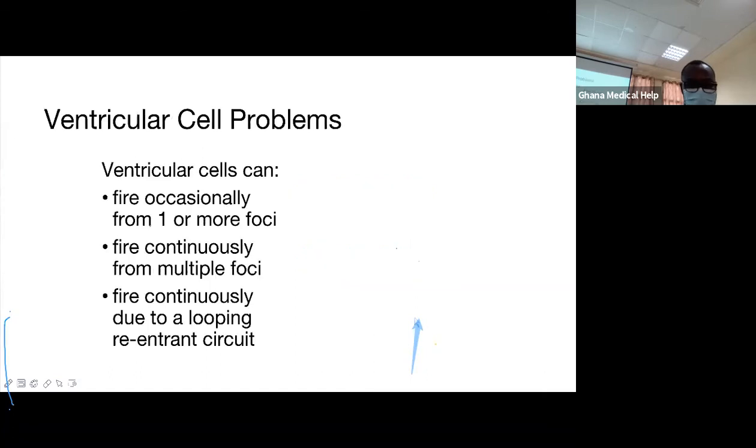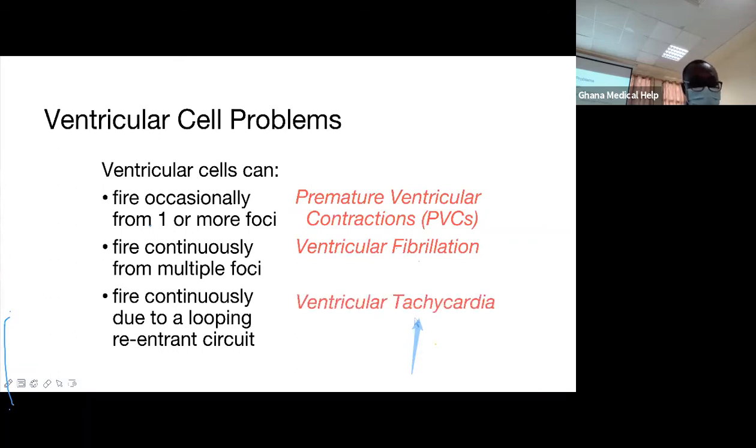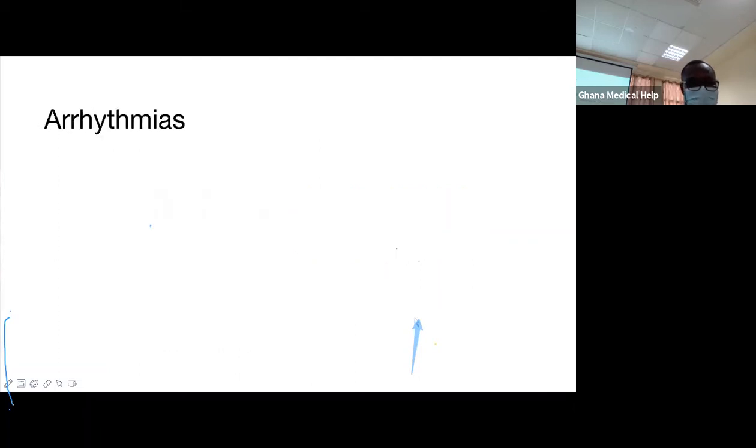How about the ventricular cell problems? The ventricular cells can also occasionally fire from one foci. That's what we call the premature ventricular contractions. Or they can fire continuously from multiple foci, which is even dangerous, the ventricular fibrillation. Or they would fire continuously due to looping of a reentrant circuit. That's the tachycardia.